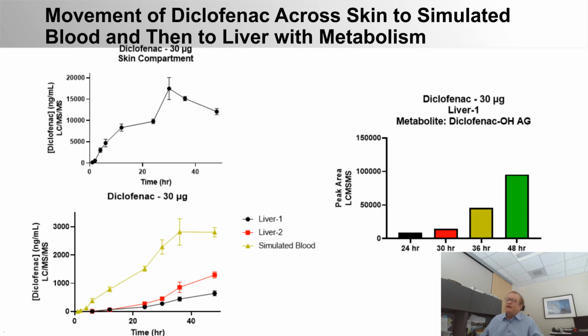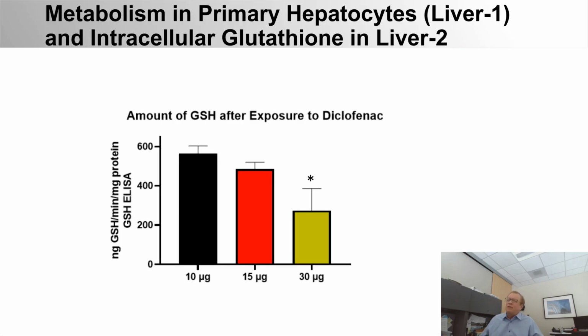So again, these kinetic curves are all being generated in this plate system, and all of these data can be modeled. When we look at delivery of metabolites to the second liver compartment, you can see that the metabolites or diclofenac itself are causing a reduction in total glutathione. So that tells us it's getting there. We've measured it there, but it's also having a biochemical effect.